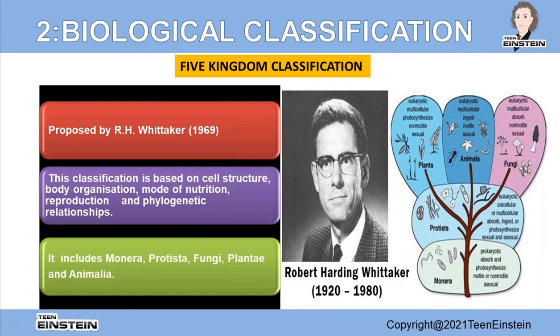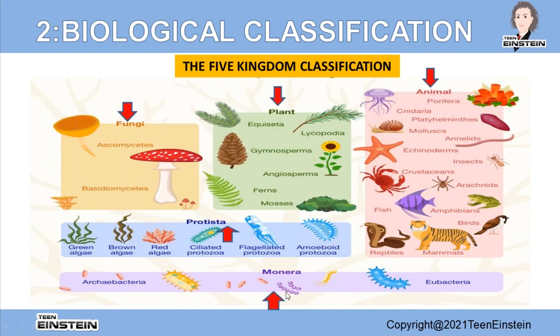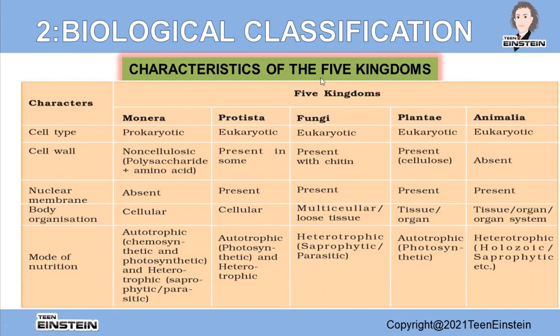Next, from each picture you can make out which organisms come under each category. In Monera, here you can see single-celled organisms. But when it goes to the higher categories, you can see advanced levels. In Animalia, you can see advanced characters. So based on the characters, he classified organisms into five kingdoms: Monera, Protista, Fungi, Plantae, and Animalia.